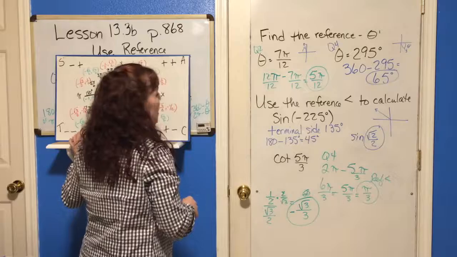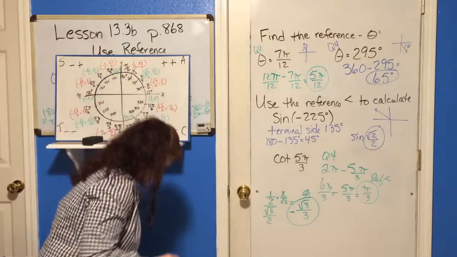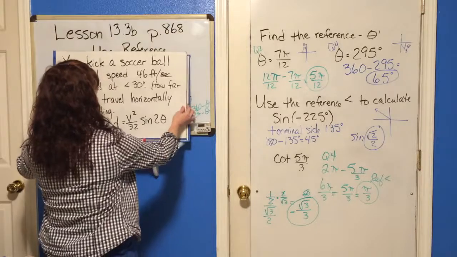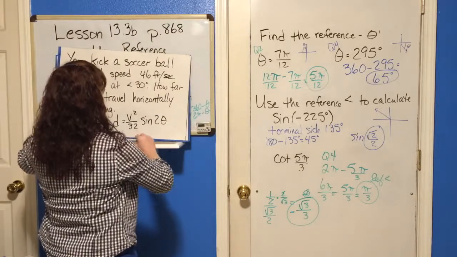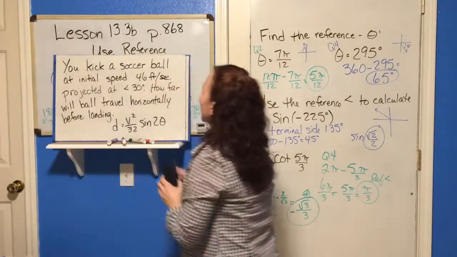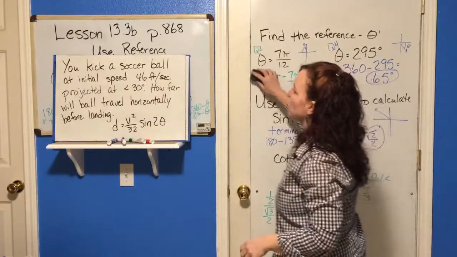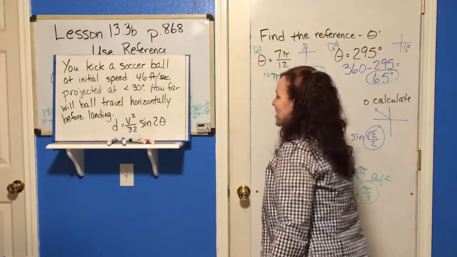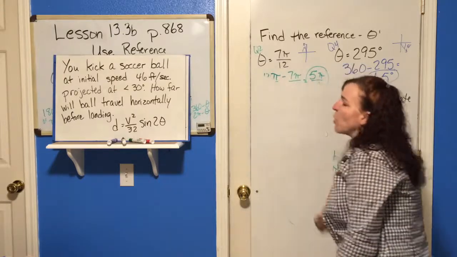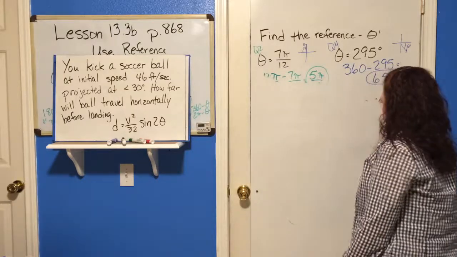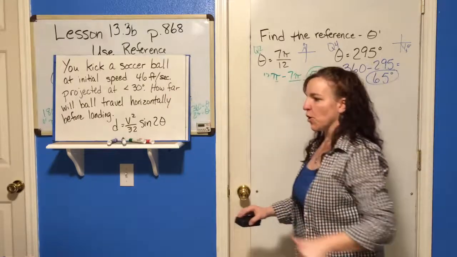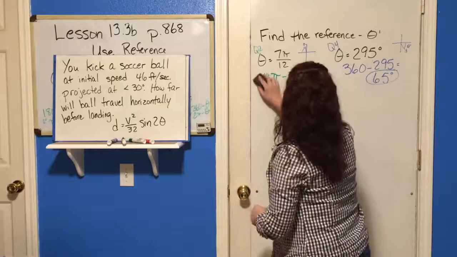All right, here we go. Last thing, of course, is I'm going to give you a word problem, and this is going to be oh so simple. You're going to love it. Okay, so you're going to kick a soccer ball at an initial speed of 46 feet per second, and it projects at an angle of 30 degrees. How far will the ball travel horizontally before it lands? So we've got a ball that's flying through the air. We want to know how far does it go from here to there before it lands.